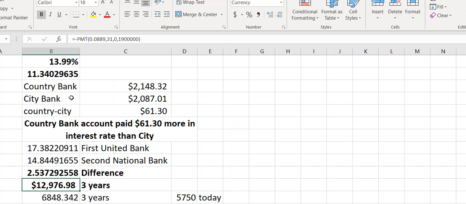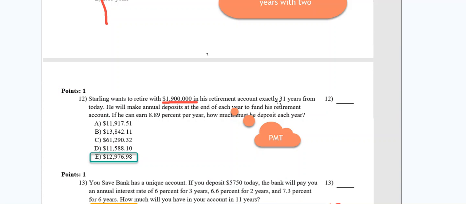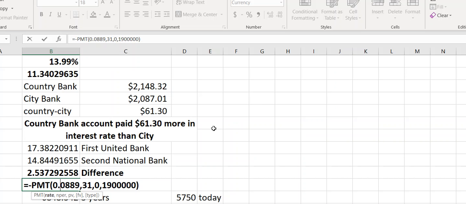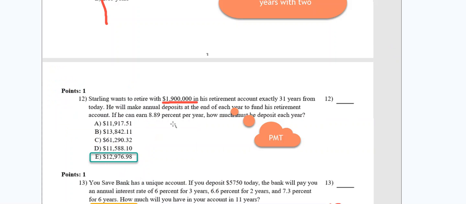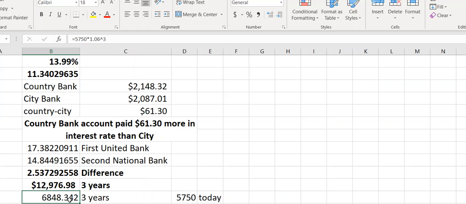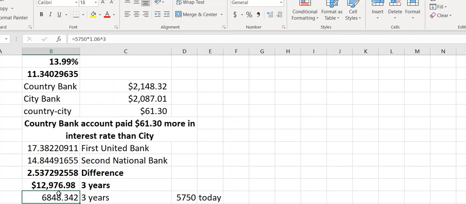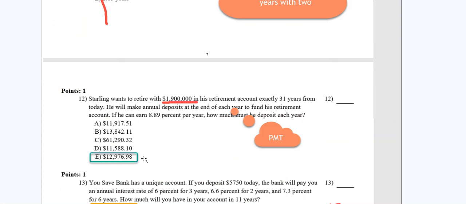In the PMT function, you have 8.89% rate, 8.89, yeah, 31 years. So 31 years, we don't have any value for PV, so assume it to be 0, and this is the future value. And then putting in those values will get you the answer of the amount to be deposited each year, and that is 12,976.98. So that should be the correct answer.